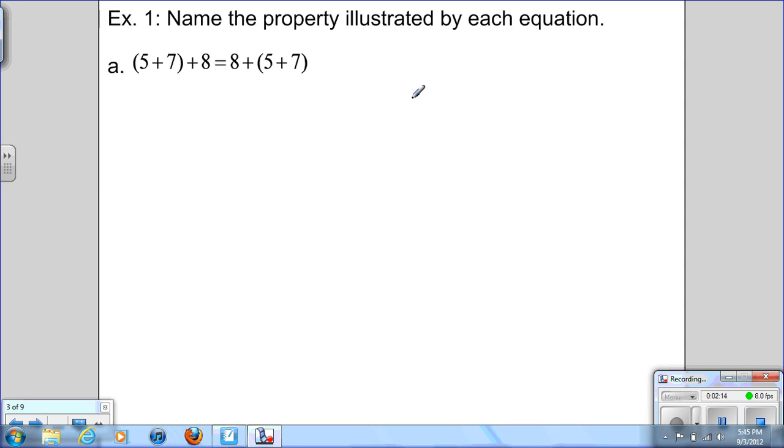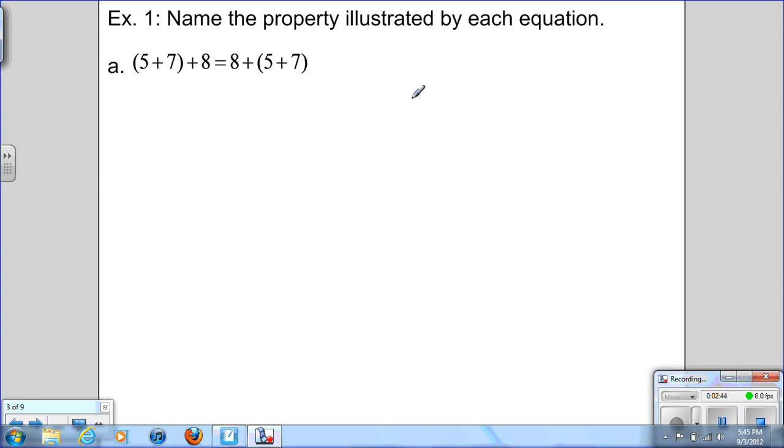All right, so let's practice identifying these properties. The first equation is 5 plus 7 in parentheses plus 8 equals 8 plus 5 plus 7 in parentheses. Okay, so even though we've got parentheses here, we've got 5 and 7 grouped together, we can't automatically assume that this is the associative property. If you take a look from one side of the equation to the other, the grouping did not change. 5 and 7 are grouped on both sides of the equation, so it's not the associative property.